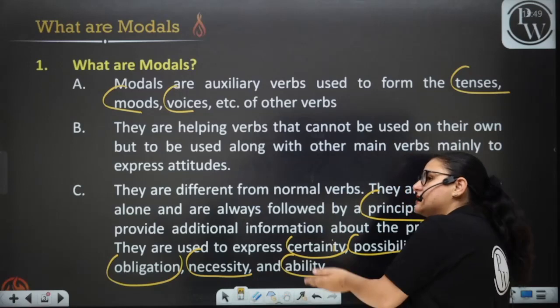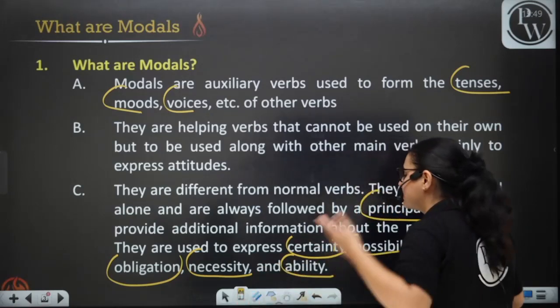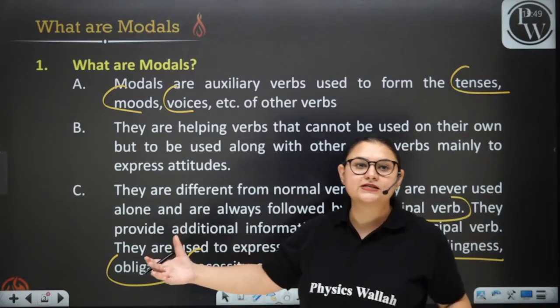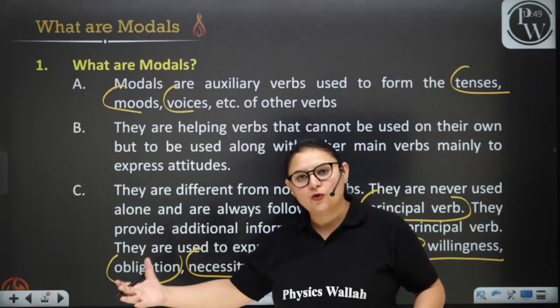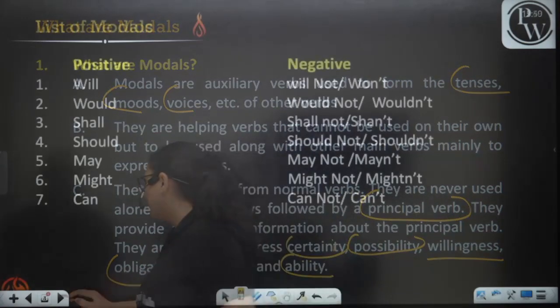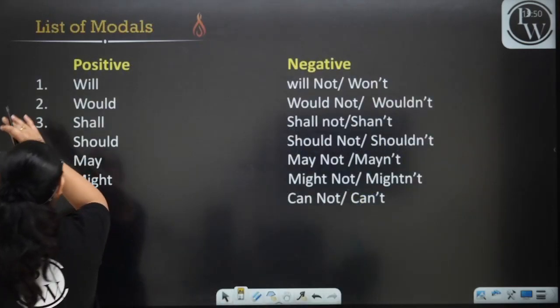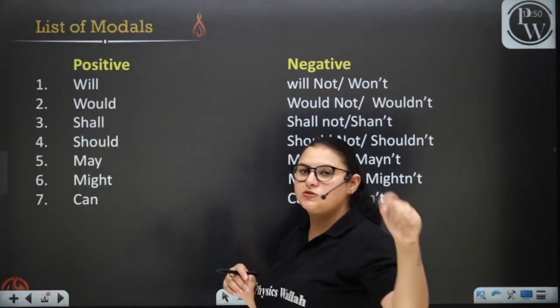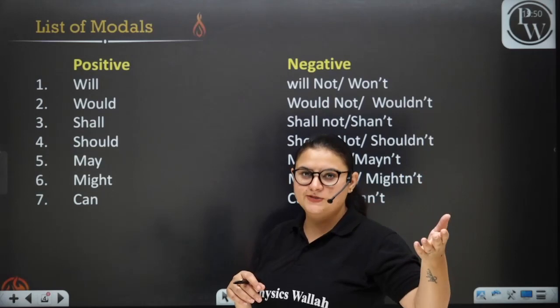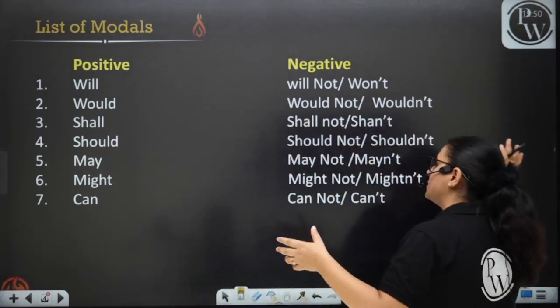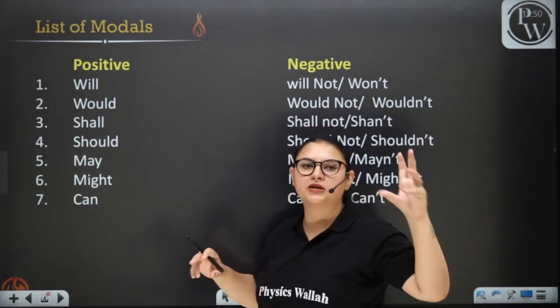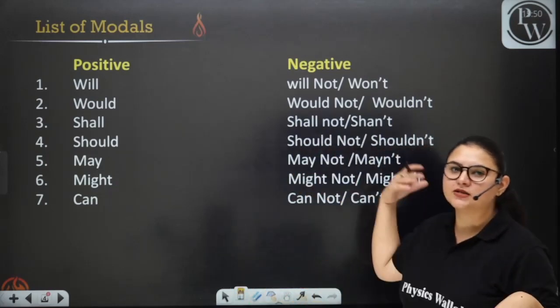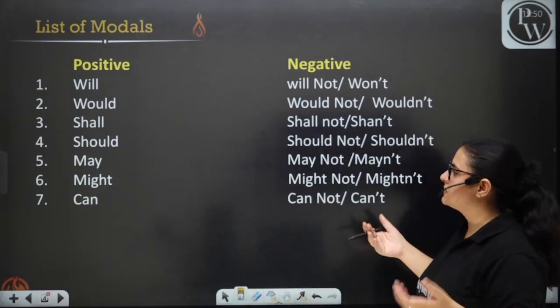Is it his necessity? Is it his obligation? Is it his ability? Or is it his certainty? Now we are going to learn it further. So here we see a list of modals, the positive ones and the negative ones. We can use the modals in positive expressions and in negative expressions also. The positive ones are used in affirmative sentences and the negative ones are used in negative sentences.